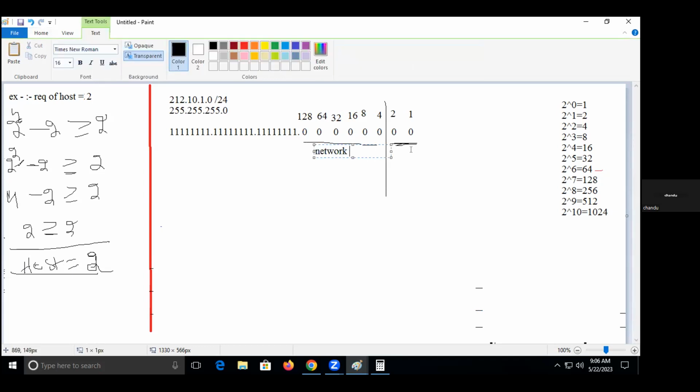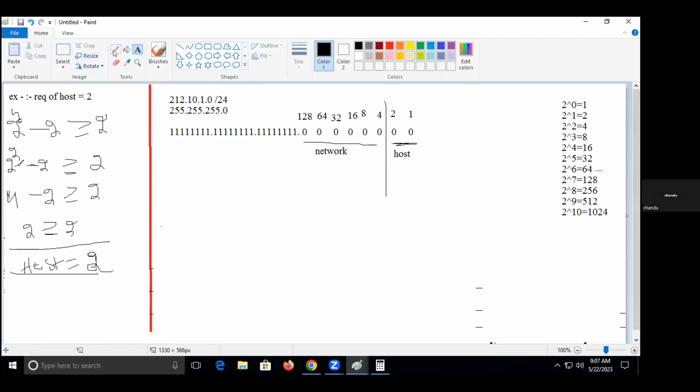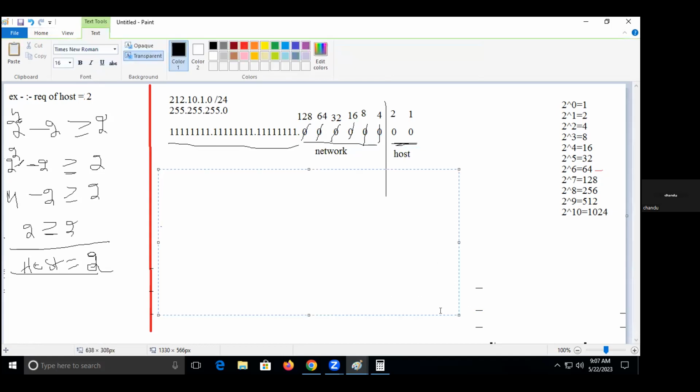Network, and this is the host. Now, by default, this is 24. 24, 25, 26, 27, 28, 29, 30. Slash 30. Like 210.1.0.0/30. I'm saying the subnet mask will be 255.255.255.24.